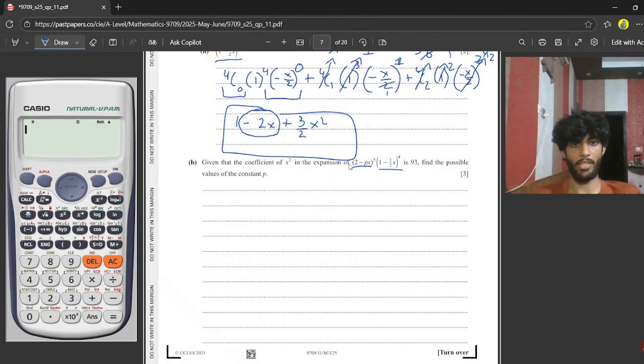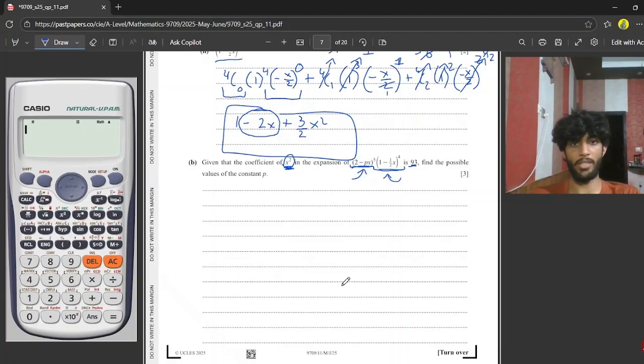Well, it's asking you if you expand this bracket multiplied by this bracket, in such a way that you get a coefficient of x squared, then the coefficient is going to equal this 93. What do they mean by that? You have to find out how this bracket and this bracket can be expanded in such a way that you get a term that has only x squared inside of it, because that's what the question told you. You need to get a term which is going to have x squared, and then deal with the coefficient of that term.